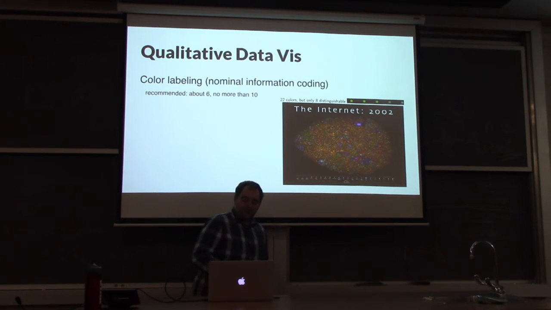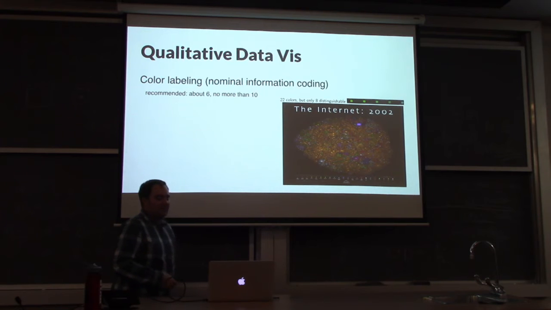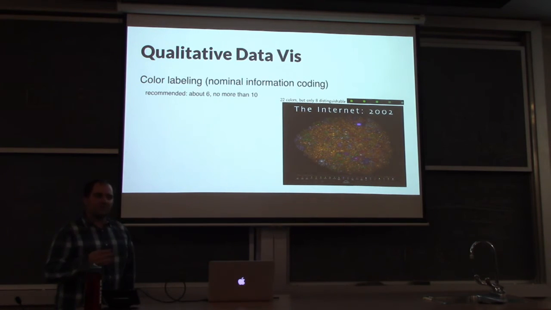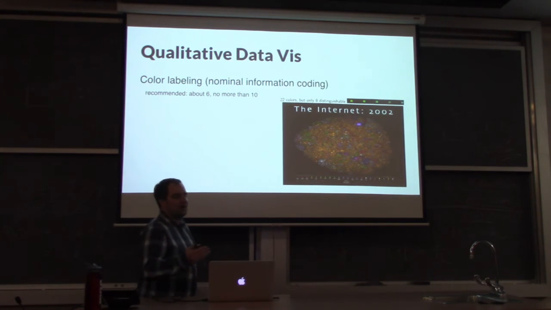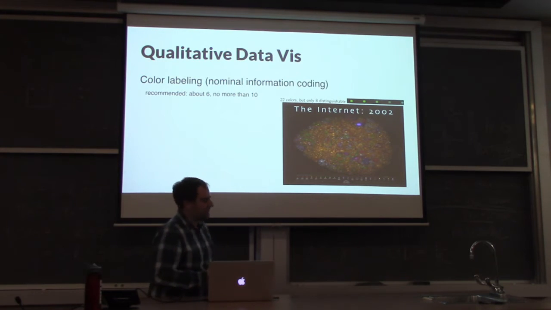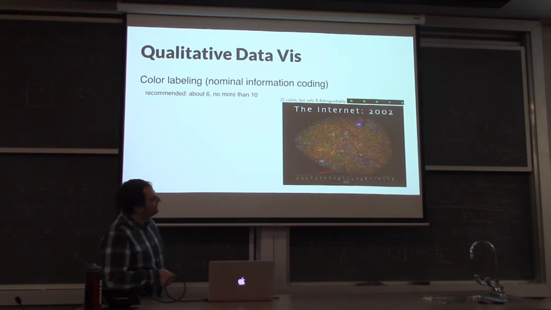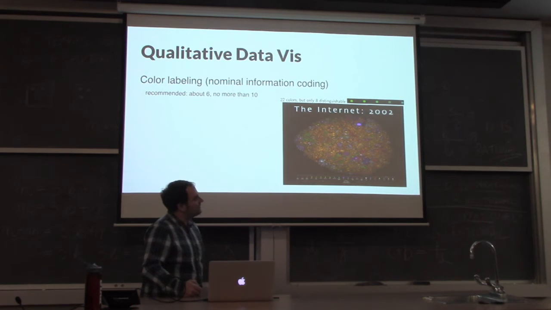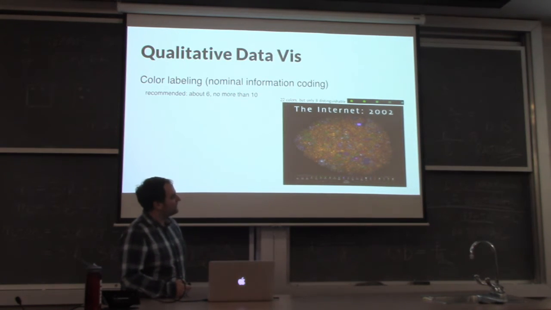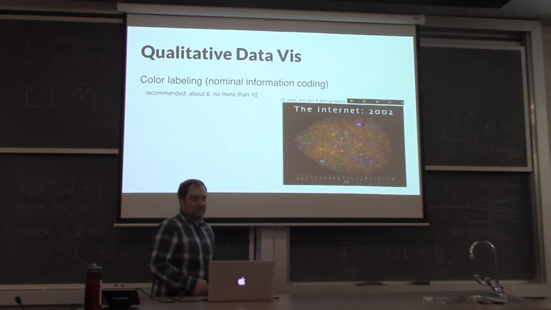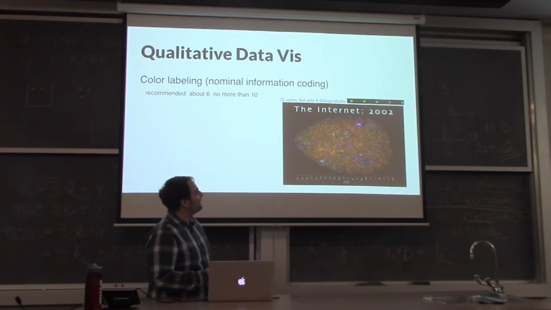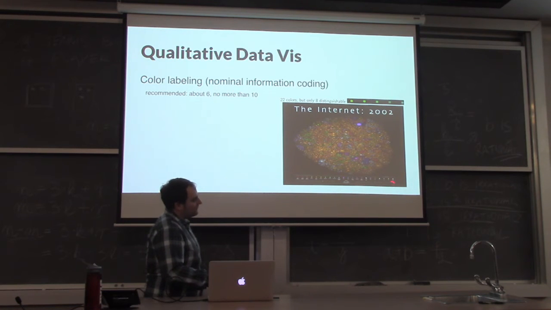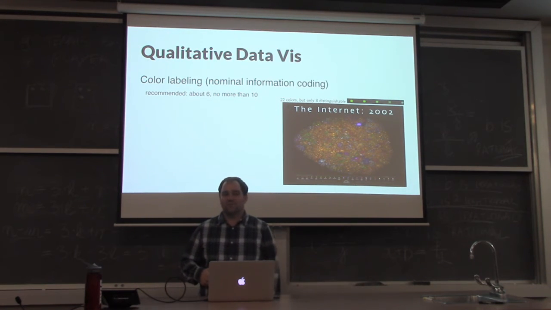One of the problems with color is that we are good at seeing a lot of colors, but we are not so great at distinguishing them. So this is one of the not so great graphs that are out there. This is a visualization of the internet in 2002. It would of course be way more complex by now, but here they use 22 different colors to represent different subparts of the network.